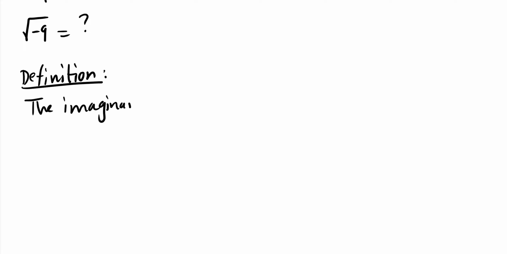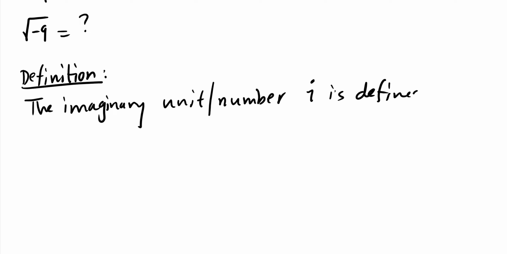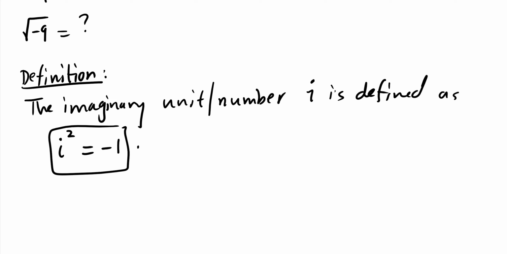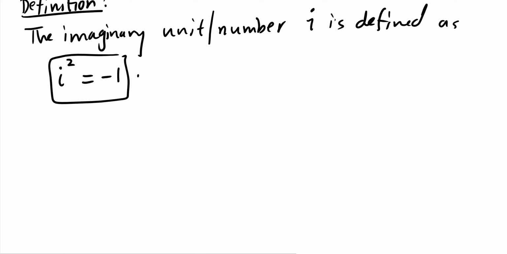They had to introduce a new tool here, the imaginary unit, or imaginary number. We call it either unit or number. I is the first letter of the word imaginary, and we define it as i squared equals -1. Very important: i squared equals -1. So why does that help us?